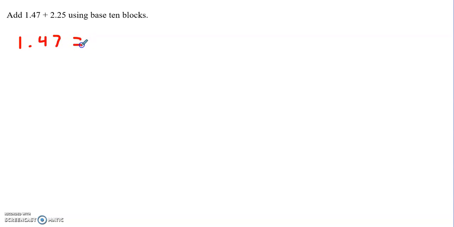And then I got to draw it out, right? So the 1 is a flat, so I need to draw out 1 flat. The 4 is a tenth, and I have 4 of them, so I have 4 longs. 1, 2, 3, 4, right? And then I have 7 ones. 1, 2, 3, 4, 5, 6, 7. And then I just recount 1, 2, 3, 4, 5, 6, 7. So I have 7 ones, which is 7 hundredths. Then I have 1, 2, 3, 4 longs, which is 4 tenths. And then 1 flat, which gives me that 1 whole.